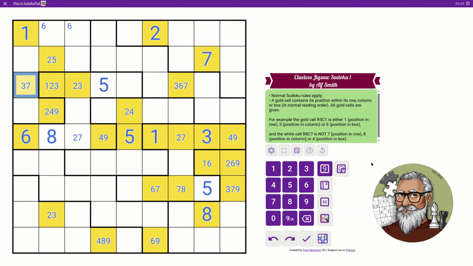Let's continue with this one. Anything else I can say about this region? Doesn't look like it. What about 5 here in this region, the last region? It's in one of those. That's not useful.